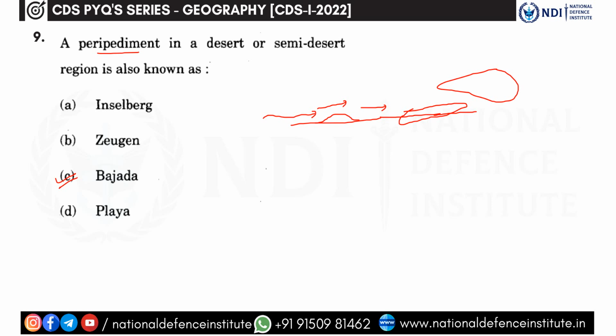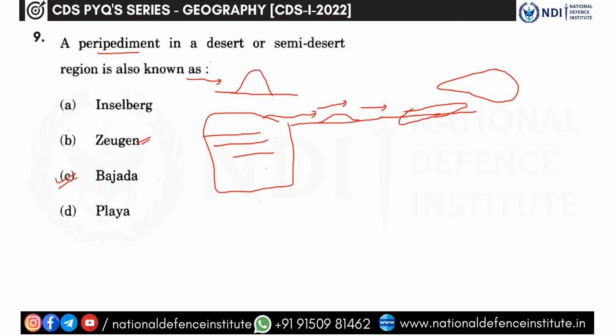Zeugen is of course a horizontal erosional formation that is happening over the rocks. Inselberg is a little elevated area that is going to be present over the region, and playas are some sort of evaporated landforms because of the soil pans that are present. And bajadas, as I told you, is something called a peripediment. Okay, yes, next one.